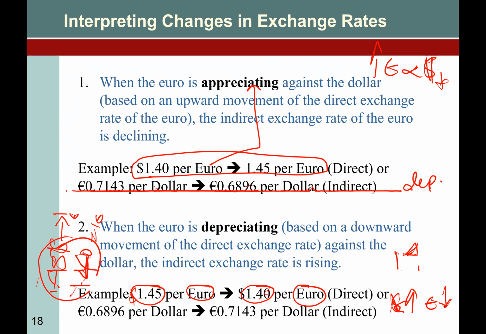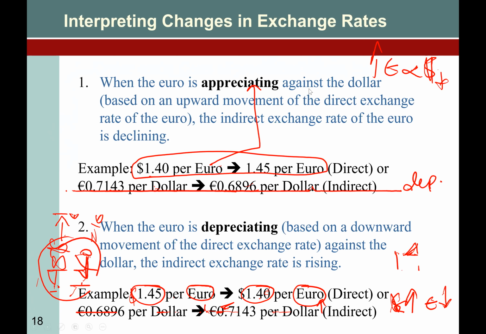Right? You can see this in indirect quotes as well. Previously, for $1 we could purchase 0.689 euro, and now for $1 we can purchase 0.7143 euro, which is more. It means the dollar value increased and the euro value decreased. So that is a little bit hard concept. It looks simple, but it looks really tricky.